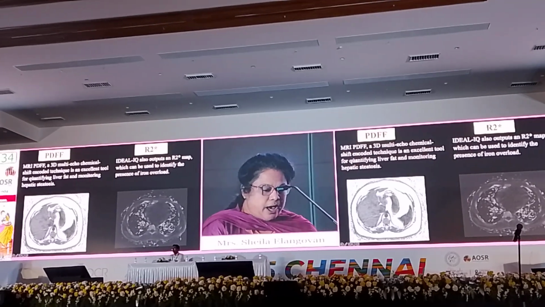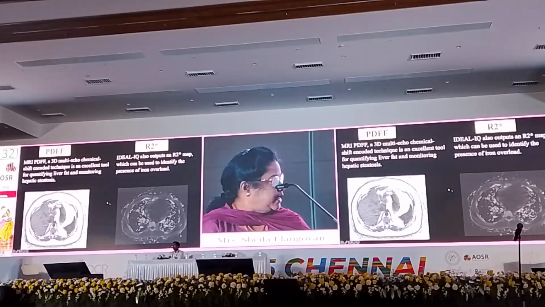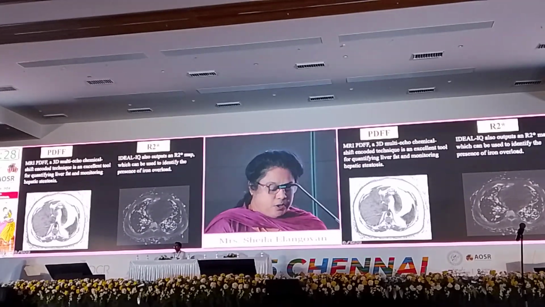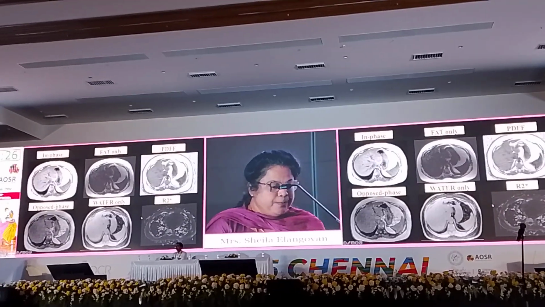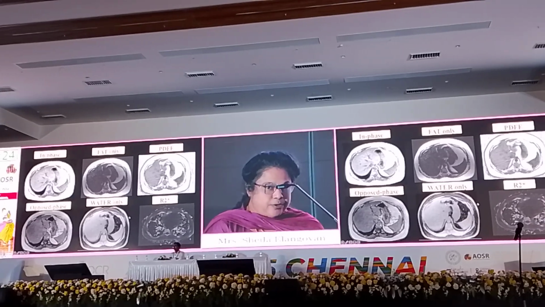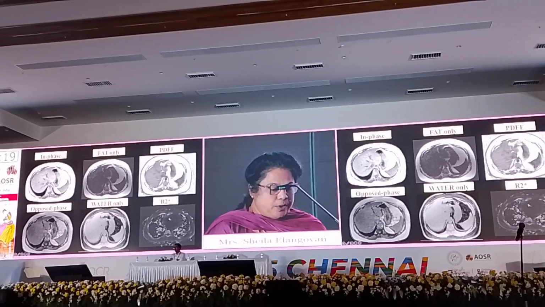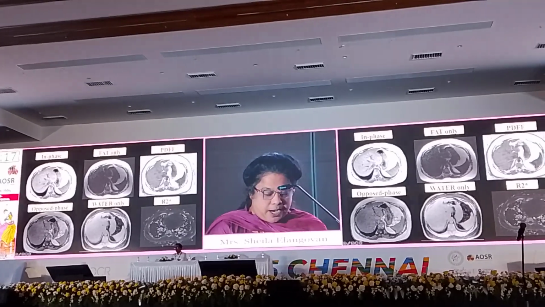So this is the R2 star relaxometric image that you're seeing. That is the 6th set of images that you get. So this will be useful for quantifying iron content. Now if you see here, these are the 6 sets of images that I said: in phase, opposite phase, fat only, water only, PDFF and R2 star images.